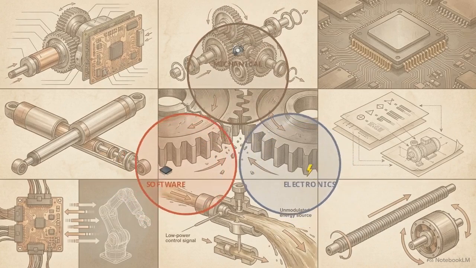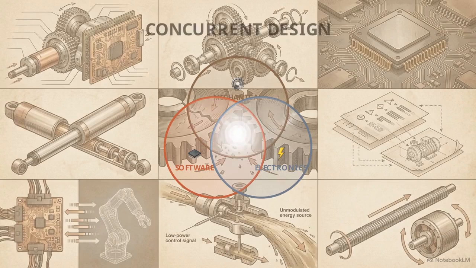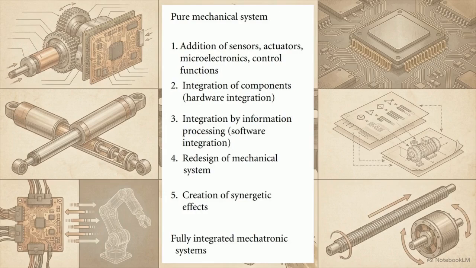A mechatronic system integrates mechanical engineering with electronics and software. Because these domains interact constantly, they cannot be built in isolation. They demand a concurrent design process from the start. This slide outlines the 5 steps to transform a mechanical design into an integrated mechatronic system.